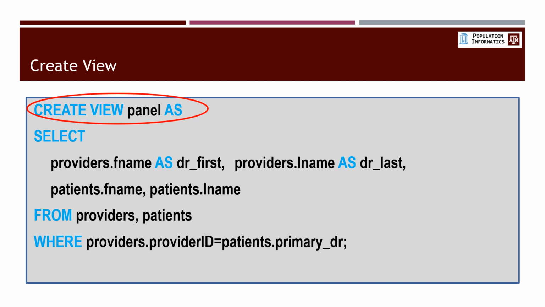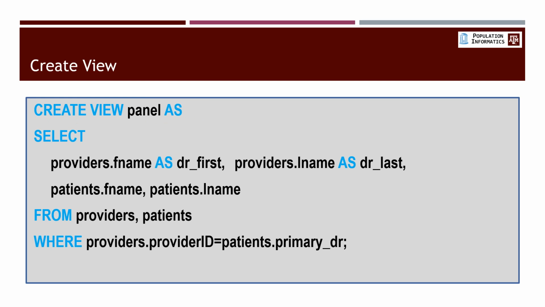It is simple to create a view by using the right keywords. Keywords create view, followed by the name of the virtual table you want to use, and the keyword as. You put this create view statement in front of your select statement. Then the output from this query can now be called by using the view name panel.